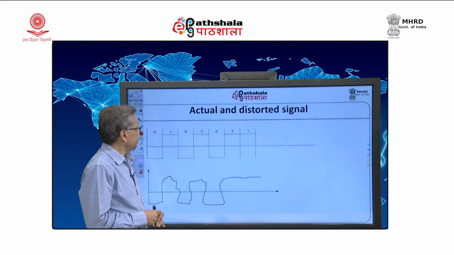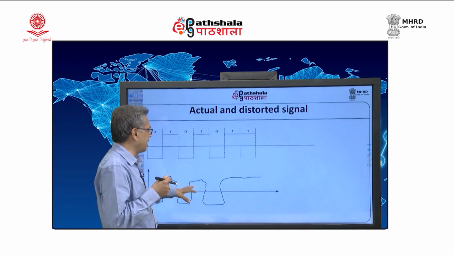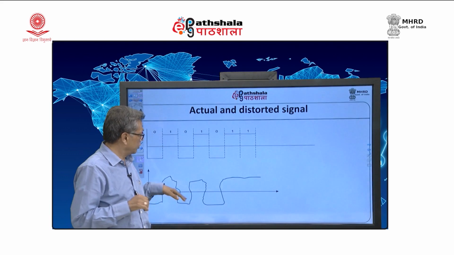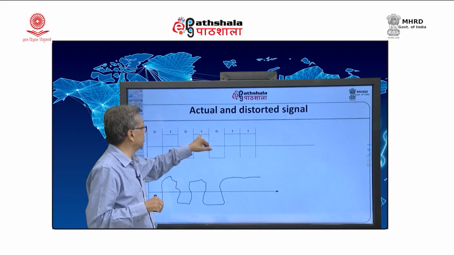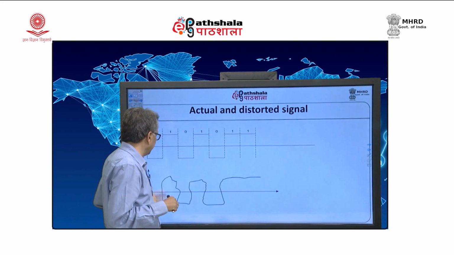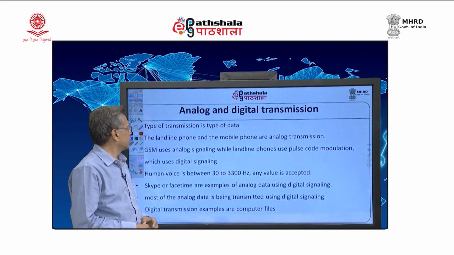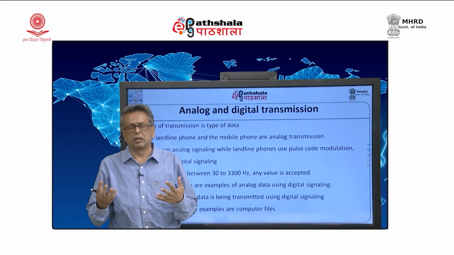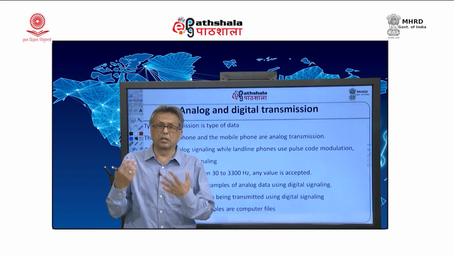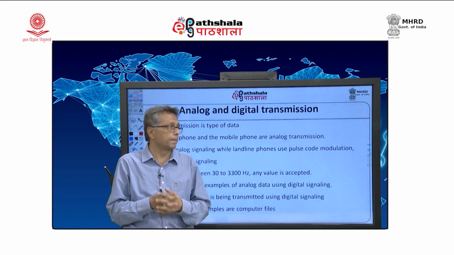Okay. Actual and distorted signal. I just drew this signal on my own, but the signals are distorted. Still, you can see that even with the distorted signal, you know exactly what you are sending. It is 0, 1, 1, 0, 1, 1. You can easily get that. Okay. So, in most cases, distorted signals can be recovered. A digital signal can always be corrected. Now, that is something which is really good.